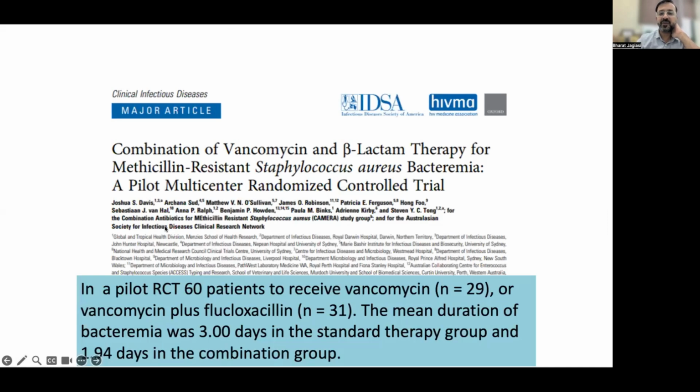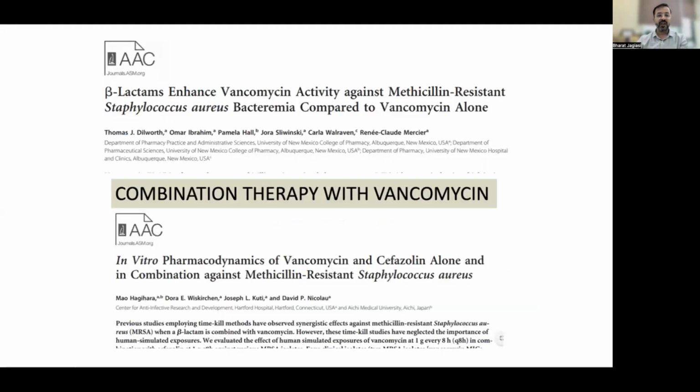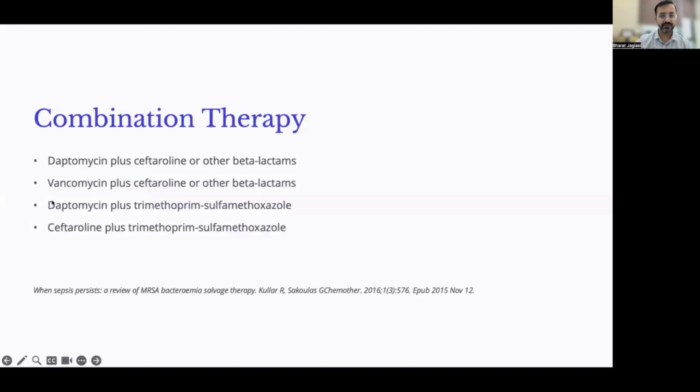Next, combination of vancomycin and beta-lactam for methicillin resistant Staphylococcus aureus bacteremia. It was a pilot RCT where 60 patients received vancomycin in comparison with vancomycin plus flucloxacillin. The mean duration of bacteremia was 3 days in the standard therapy group compared to 1.94 days in the combination group. So combination therapy with vancomycin is being used, especially since it reduces the days of bacteremia, reduces complications, and is especially useful when the bacteremia doesn't clear up.